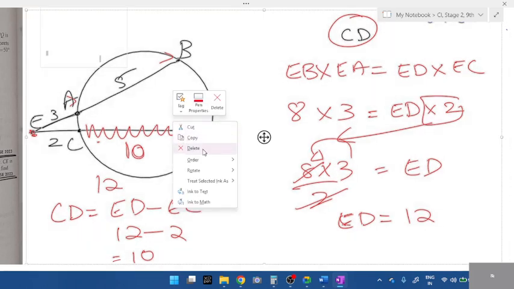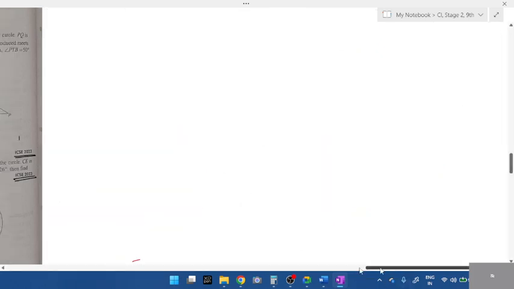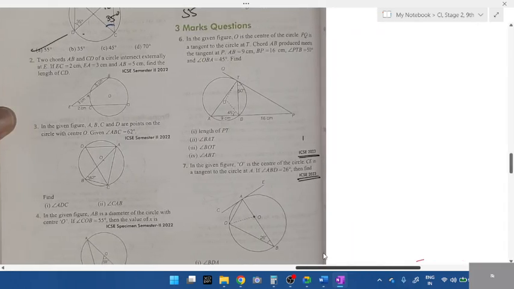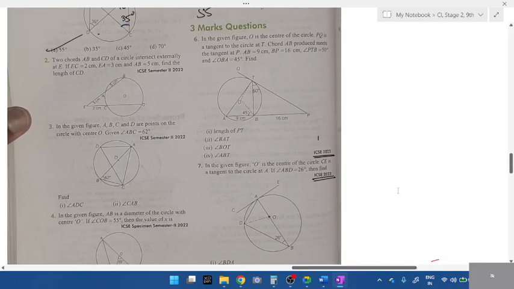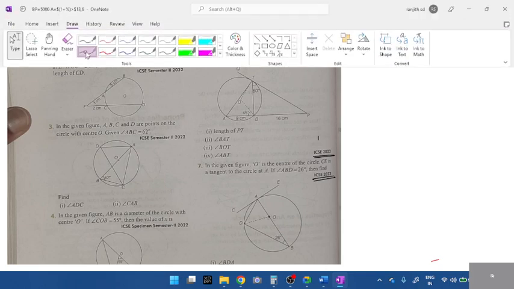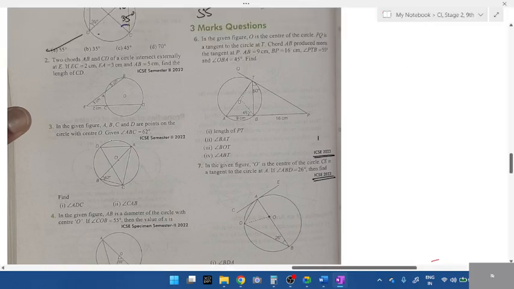Okay. See, for this you can't do it directly, students. You have to calculate. Even if it is MCQ, you have to calculate. The answer is 10 centimeters. Which option? Okay, they have not given option. Answer is 10. Okay, 2 MCQ is done.